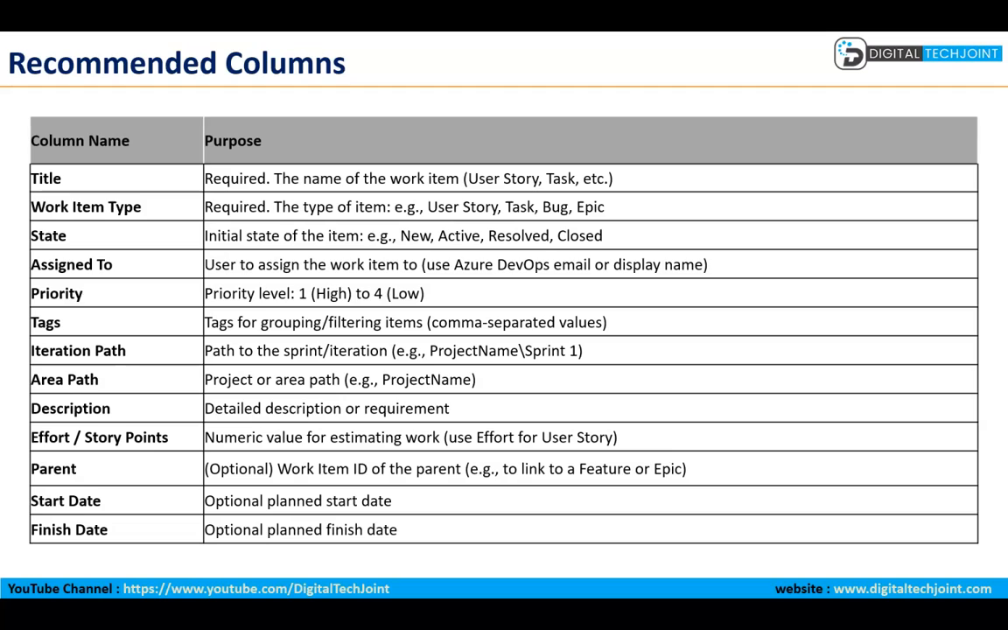Then we have state, which says whether it's a new, active, resolved, or closed item. Then assigned to, where you can also mention the name of the person you want to assign to. Priority, then tags, then iteration path, and then area path, description, effort and story points, parent task, start date and finish date. Some of these columns are optional, but there are a few recommended and important columns that you need to have before importing your user stories in Azure boards.